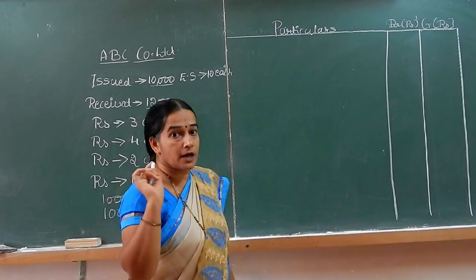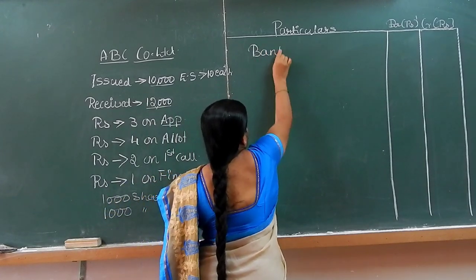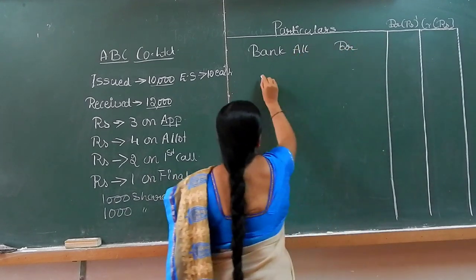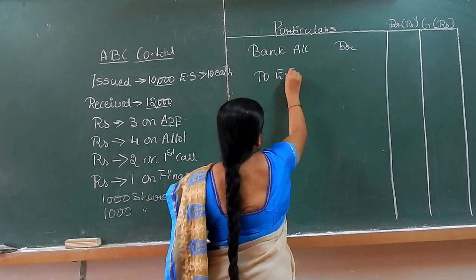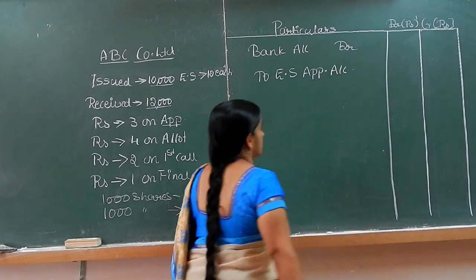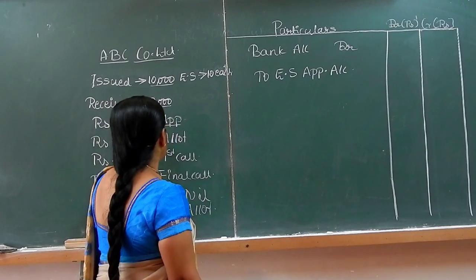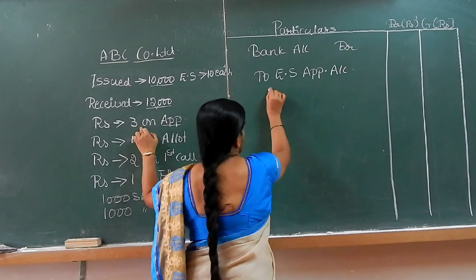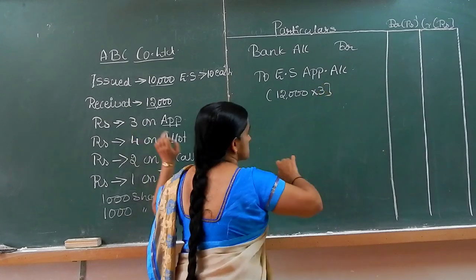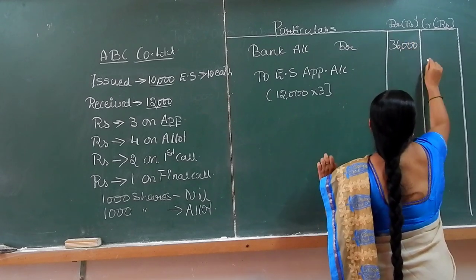So, what is the journal entry for receiving the application money? Bank account debit to equity share application account. What is the amount received? 12,000 into 3, that is 36,000.